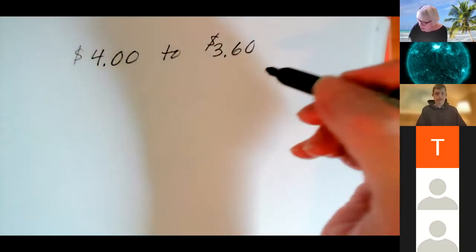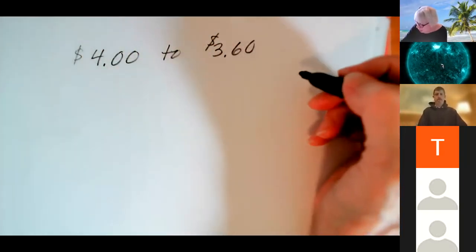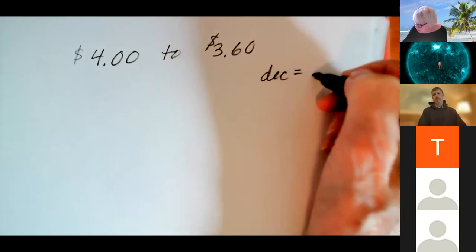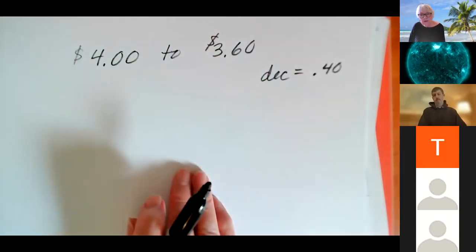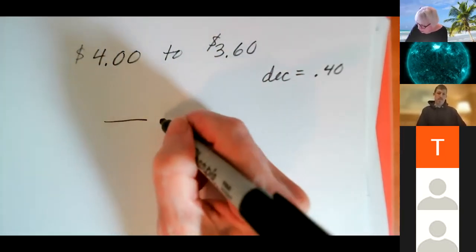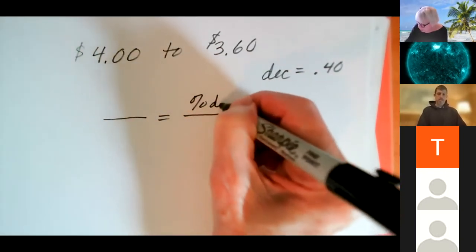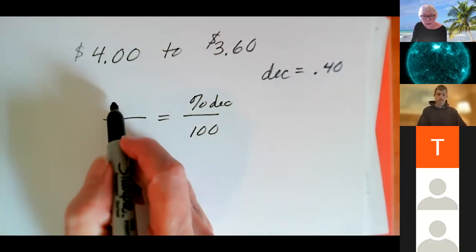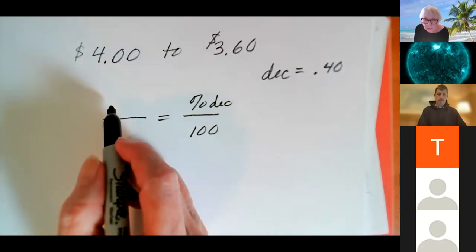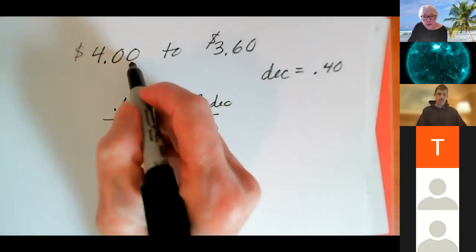So this is a decrease. And when you subtract the two, the decrease was actually 40 cents. Right? 40 cents off of that. So now let's see. The percent of decrease over 100. What's the amount of the decrease? 40 cents. That's your savings over which of these two numbers?